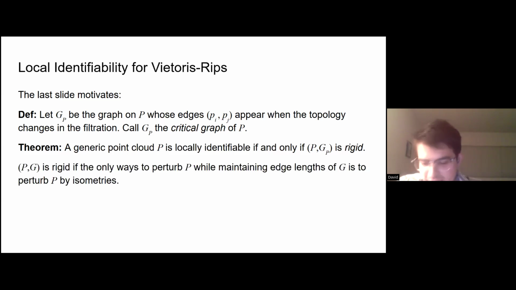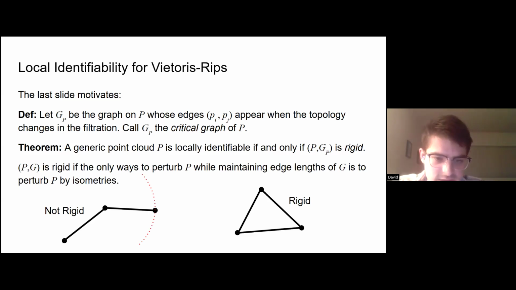So what do I mean by that? Well, a point cloud equipped with a graph is rigid if the only ways to perturb P while maintaining the edge lengths of G is to perturb P by isometries. This is a very physical notion, so let me draw a picture. This graph on the left is not rigid, because I could perturb this point cloud in a bird-flapping motion, I guess, or a joint motion, and that would maintain the edge lengths of the graph.